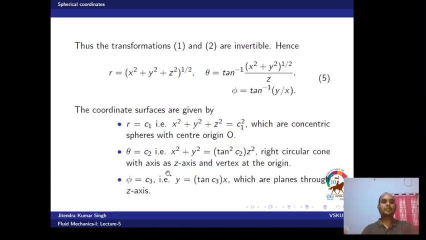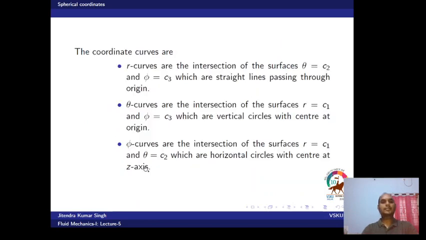And now the phi curve. The phi curve is the intersection of r = c1 and theta = c2, which means the intersection of the concentric spheres with center at the origin with the right circular cone with axis as the z-axis and vertex at the origin. So we shall get the horizontal circles with center on the z-axis. So these are the coordinate curves, meaning r curves, theta curves and phi curves.